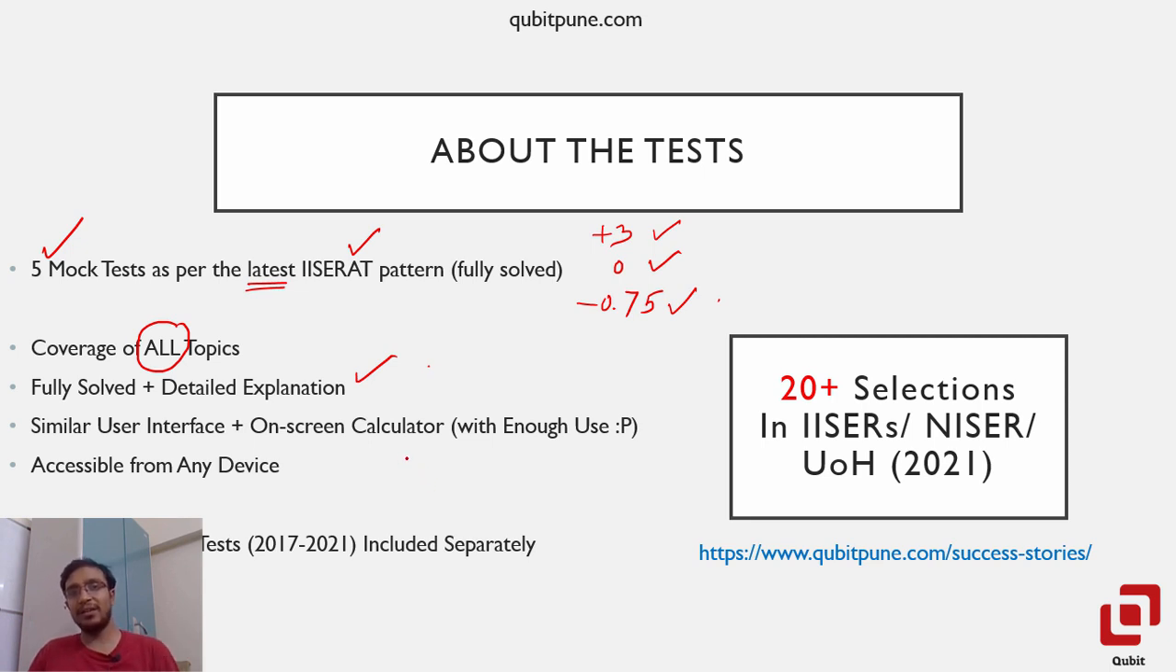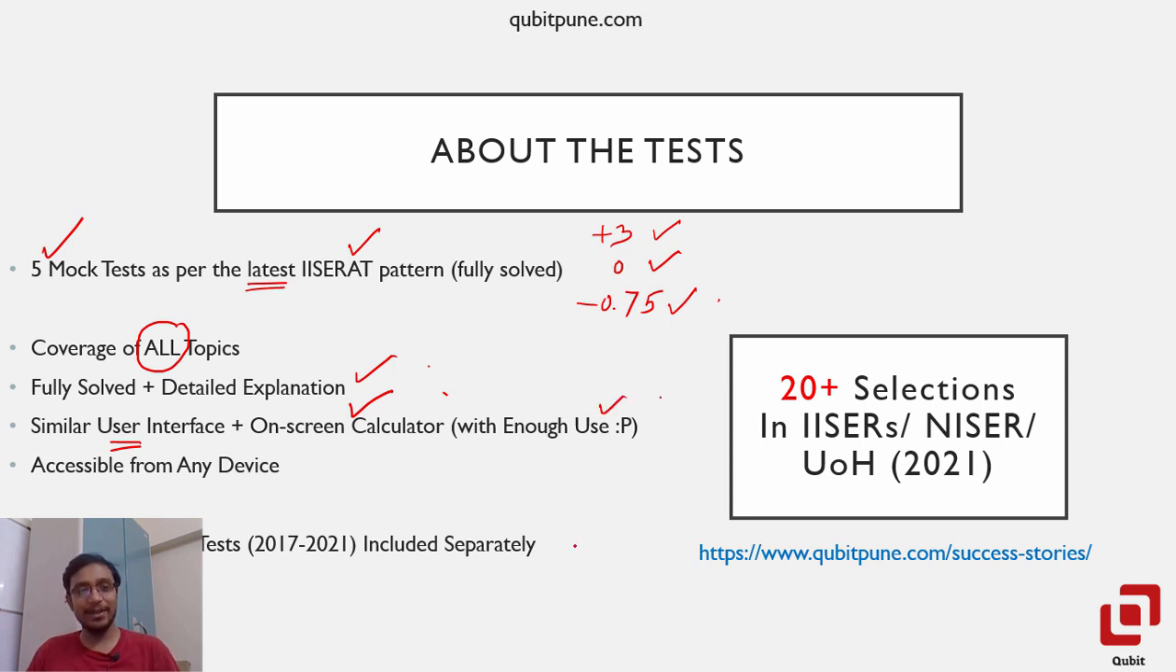Another very important aspect as far as these entrances are concerned is how familiar you are with the user interface: where to switch the question, where to remove the option, where to select it, where to mark it for review, where to look for the calculator and so on. We have built a similar user interface which you will have in the actual exam, and we have also given you an on-screen calculator which is allowed in the IISER Aptitude test. There are also some questions where you can cleverly make use of the scientific calculator to get to the answer.